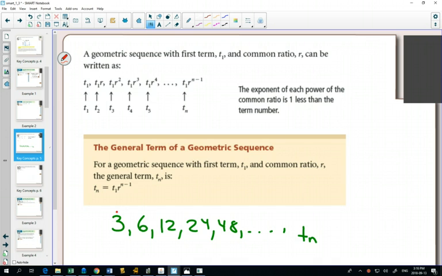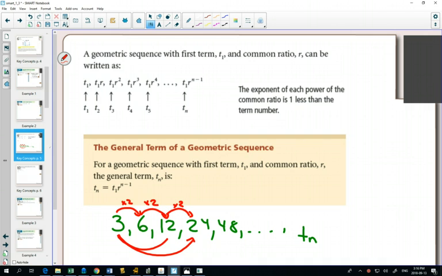To get from 3 to 6, I multiply by 2 once. To get from 6 to 12, I multiply by 2 again. How could I get from 3 to 12? Multiply by 4. How could I get from 3 to 24? I'd have to multiply by 2 again, which is 2 times 2 times 2, multiply by 8.